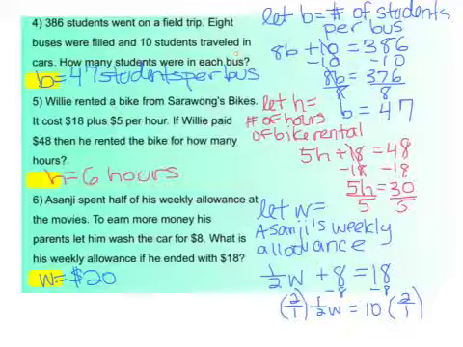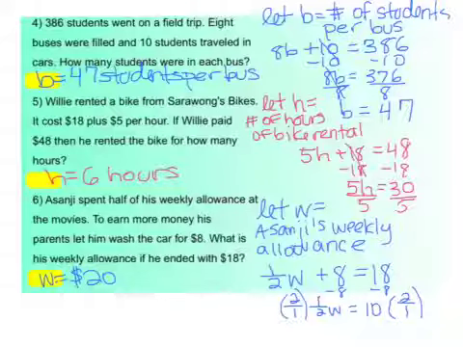So again, we're going to let B equal the number of students per bus. 8 buses were filled, so 8 times the number of students per bus. And an additional 10 students traveled in cars, which means there's 386 students total. Inverse operations leaves us with 8b equals 376. Divide both sides by 8, and we get that there were 47 students per bus. Please make sure you label your answer.